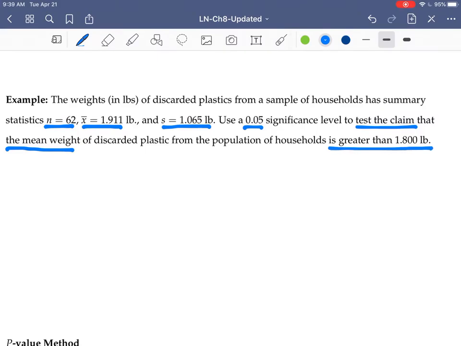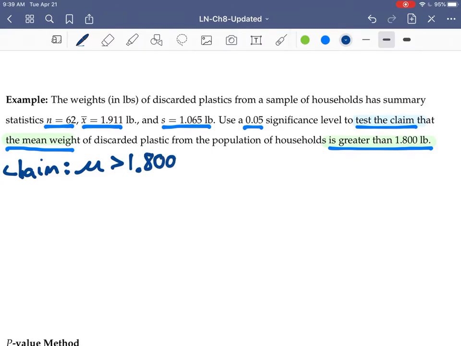1.800 pounds. So we identify that this is a hypothesis test because it tells us that we are going to test the claim. Immediately after that, it tells us what the claim is. So the claim is that the mean weight is greater than 1.800 pounds. So when we do hypothesis tests, we identify the claim. So the claim is a claim about the mean, and it's that the mean is greater than 1.800.